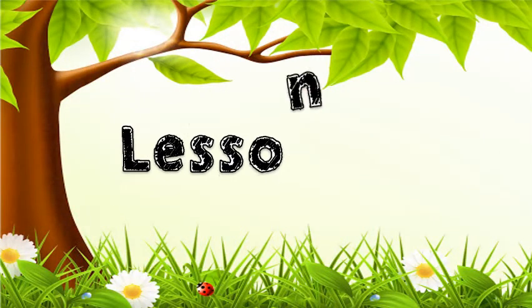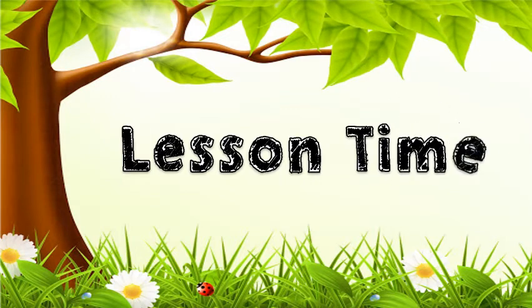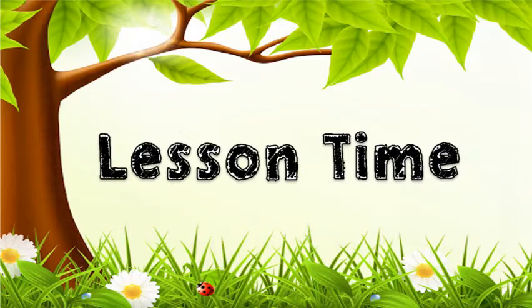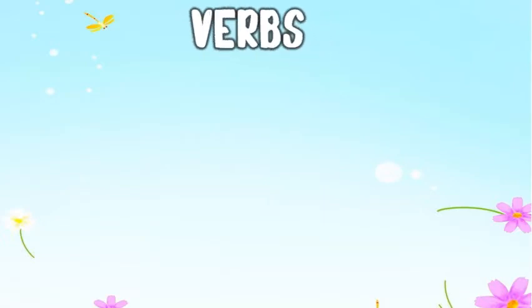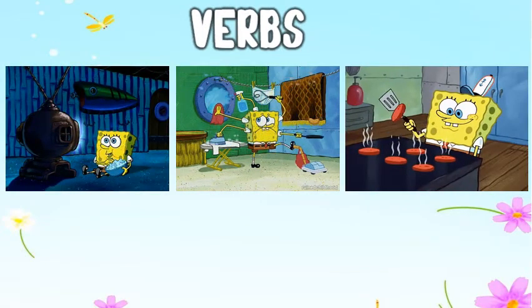It's time for our lesson. You need to listen very carefully this time. There are many things you and I can do. The words that tell what we can do are called action words, and action words are called verbs. Here are some examples of a verb.